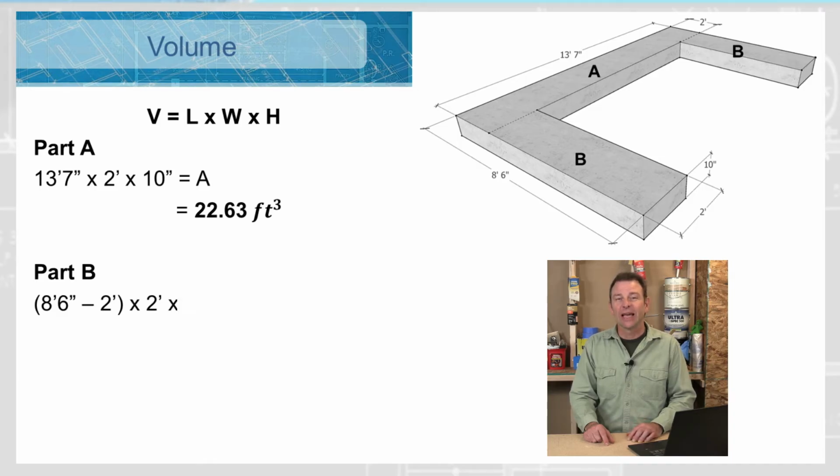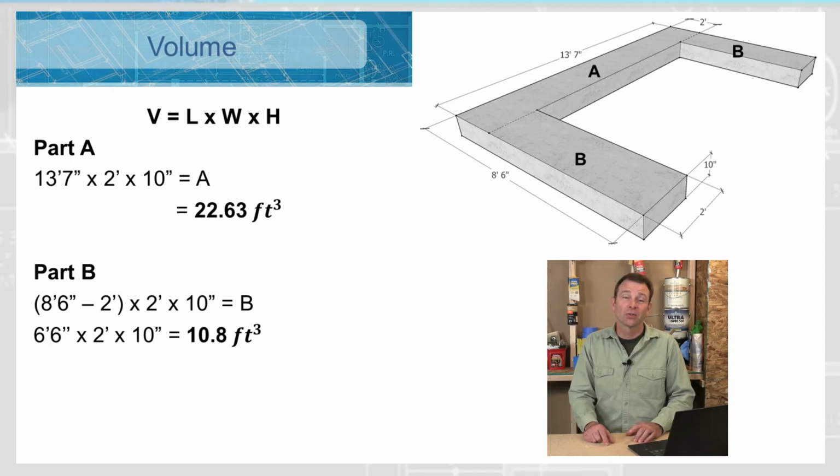We're going to multiply that times 2 feet, and then multiply that times the height of part B, which is going to be 10 inches. So we will come up with 6'6" for our total length of part B. Multiply that times 2 feet times 10 inches. That's going to give us 10.8 cubic feet for part B.